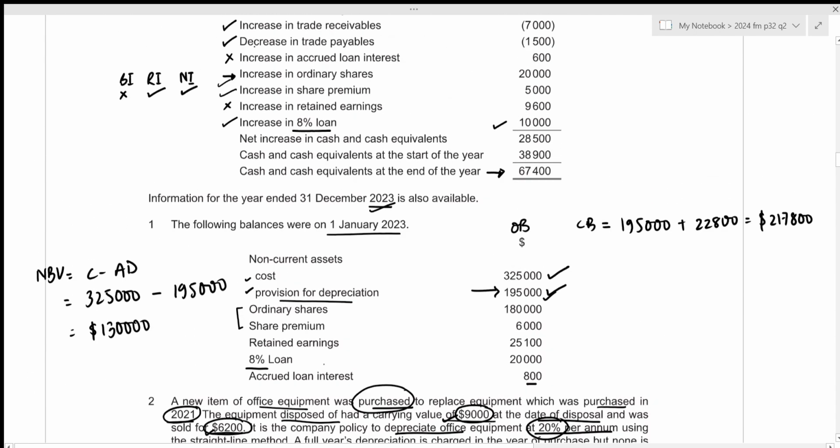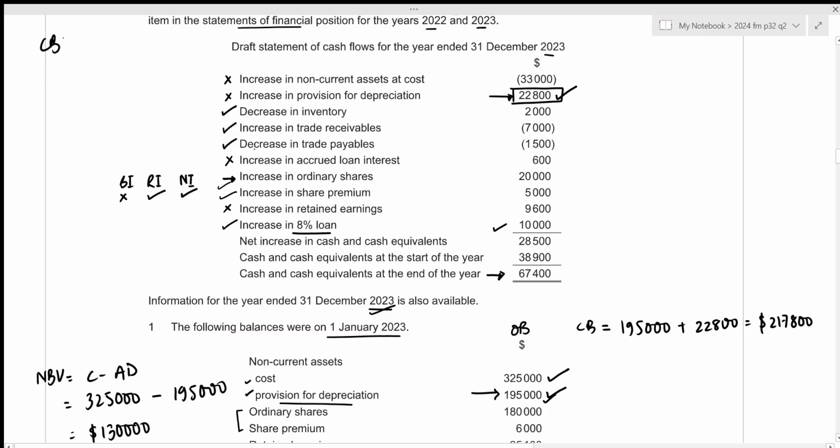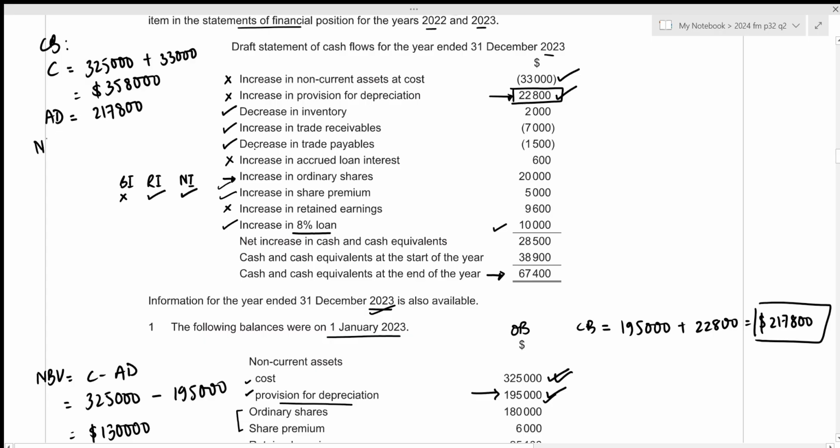Now for the closing balance of the net book value, we first need to calculate the cost, because we know that for the closing balance we need to increase the opening balance by 33,000, and we know that the opening balance of our cost was 325,000. Now we're increasing it by 33,000, which results in the value of 358,000. Then we need to repeat the same process for accumulated depreciation, but we've already calculated it right here. That will be 217,800. Now the net book value at our closing date will be 358,000 minus 217,800, which results in 140,200.